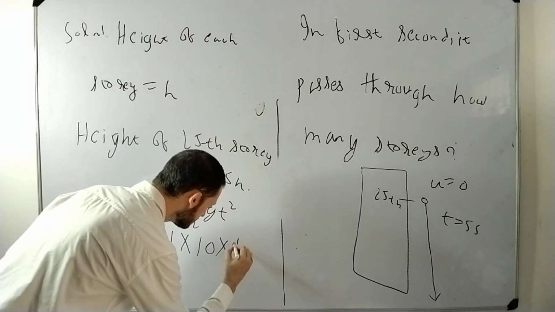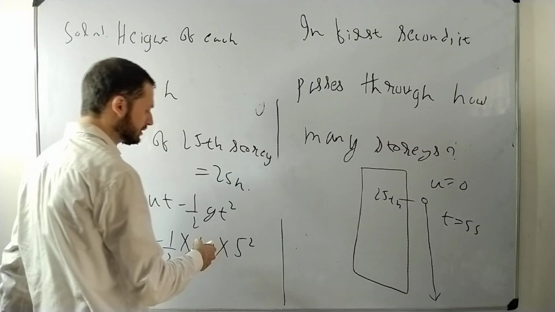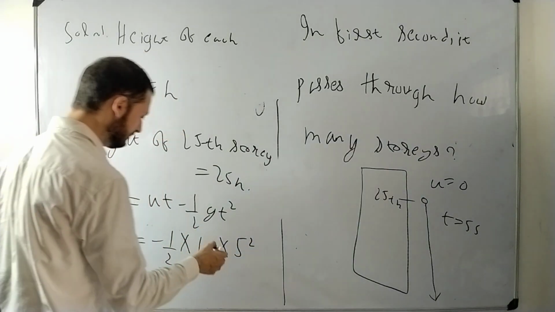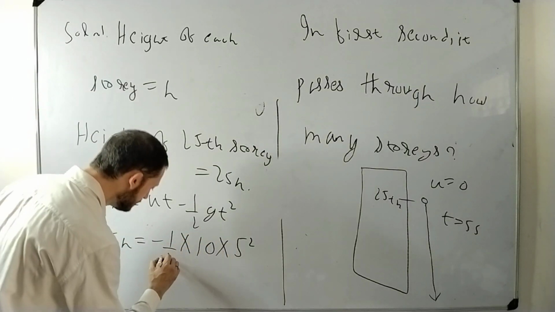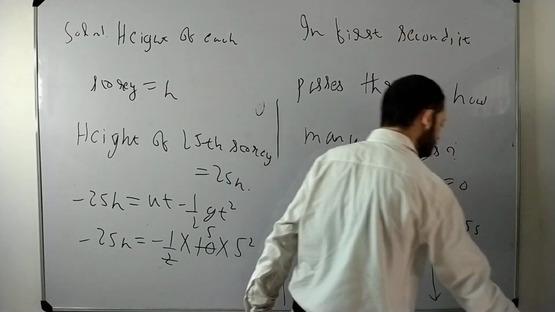Time is 5 seconds. Oh, it is for this thing. I am calculating the whole height, no? Yes. So this becomes 2 divided by 10, 5.